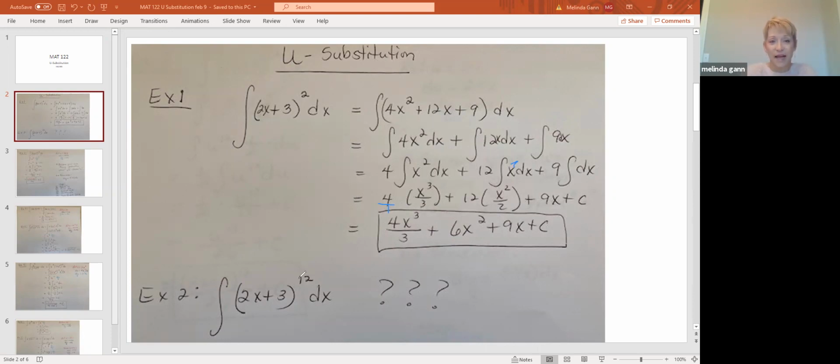But what if instead that 2 was a 12? I mean, does anybody want to say (2x plus 3) times itself 12 times and then multiply all that out and get this long, long giant polynomial and do it like this? See, I didn't think so. So this is what I would do instead.